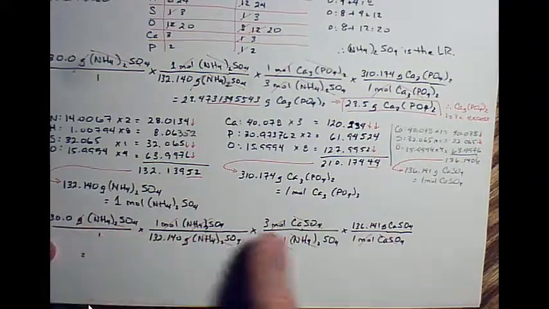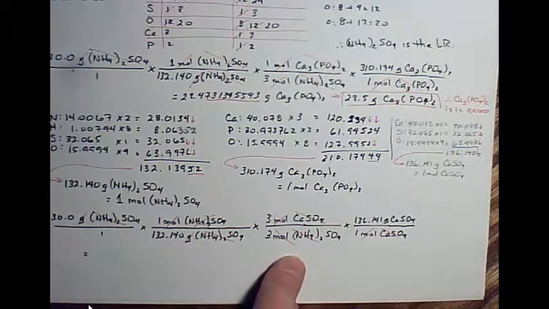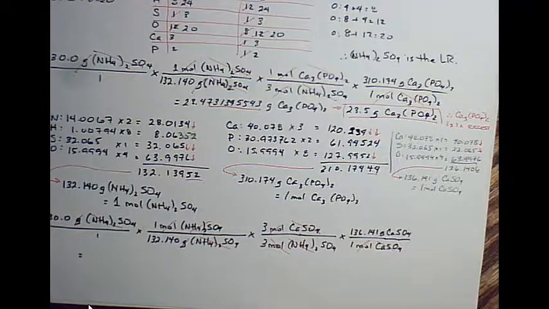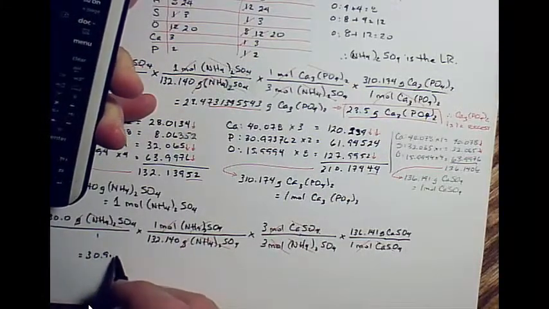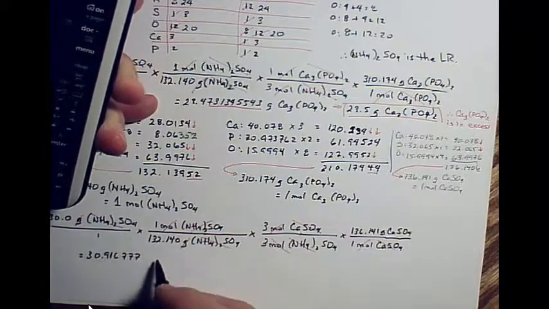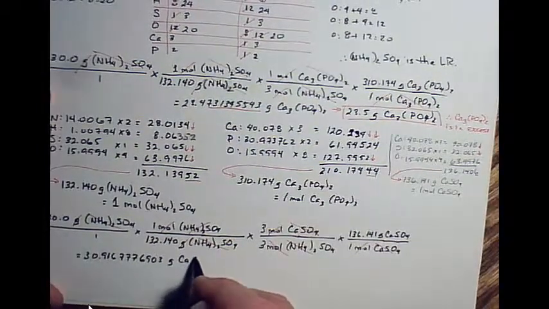So we want to multiply everything across the top. Hit enter or equals, multiply by one thing on the bottom, hit enter or equals, divide by one thing on the bottom, hit enter or equals, and then divide by the other thing on the bottom, hit enter or equals. And I get 30.916776903. That's grams of calcium sulfate.